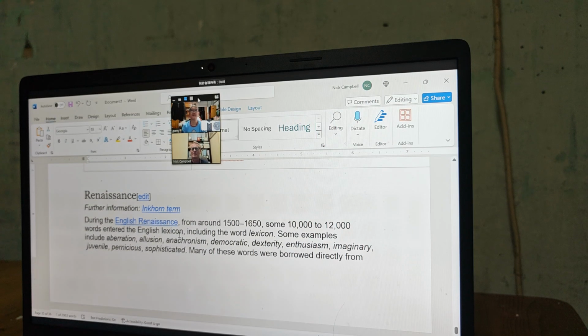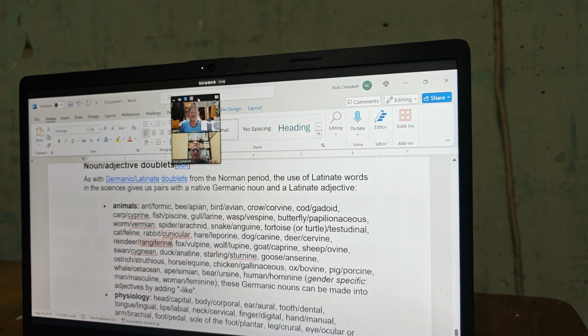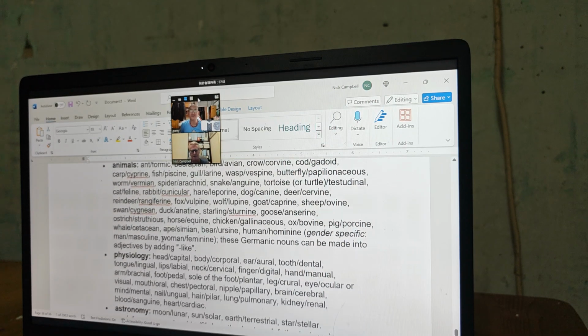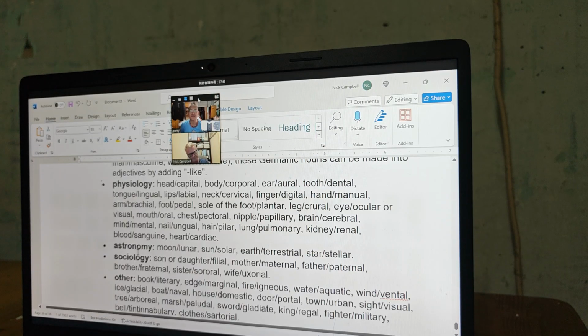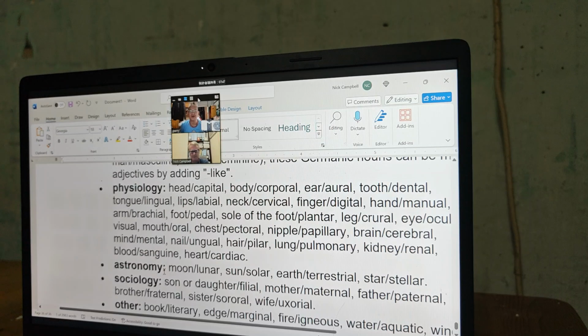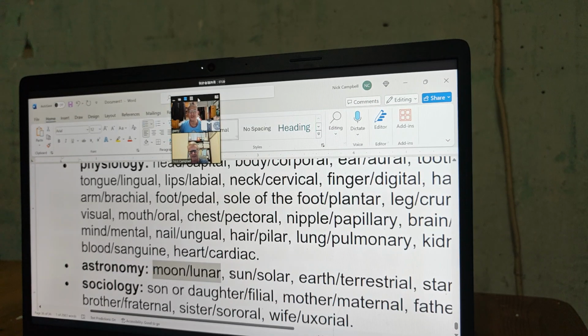There are a couple more pages with a little bit of discussion about how English is influenced by Latin. I just thought this looked interesting, about how we have words that come from it. If you talk about astronomy, for example, in English we have the word moon, but the adjective is lunar. And sun is solar. So maybe the word moon is from older English, but lunar is from Latin, and the same with sun and solar. It's interesting.